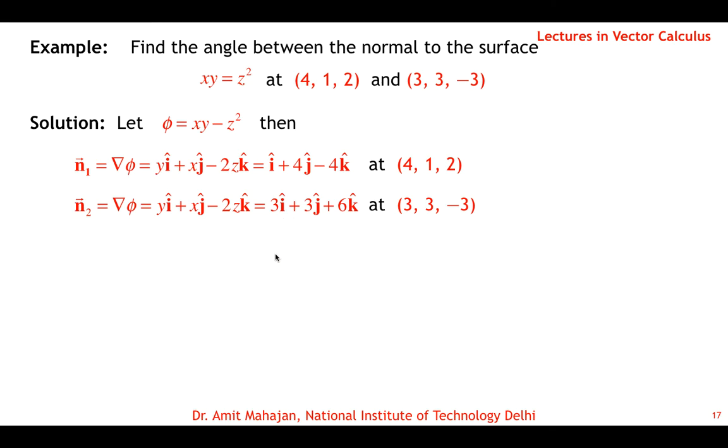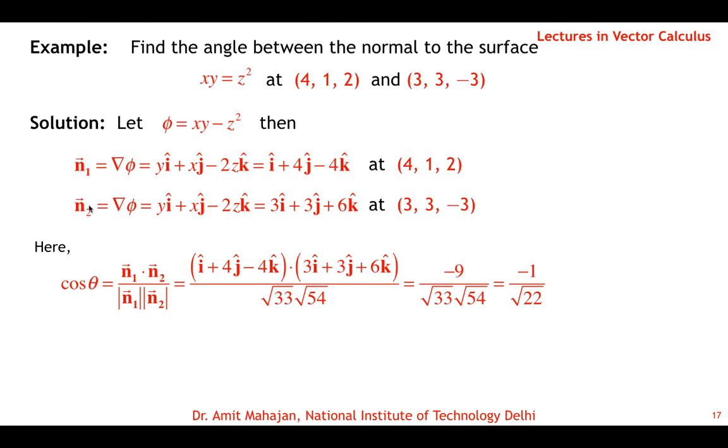So the cosine of the angle is the dot product of these vectors divided by their magnitudes. The scalar product or dot product is: i dot i is 1, so 3, plus 4 into 3, which is 12, and minus 24. That gives minus 9, divided by the magnitudes, which are root of 1 plus 16 plus 16, so root 33, and root of 9 plus 9 plus 36, so root 54. This way we get cos of theta, so theta can be calculated as cosine inverse of minus 1 by root 22.